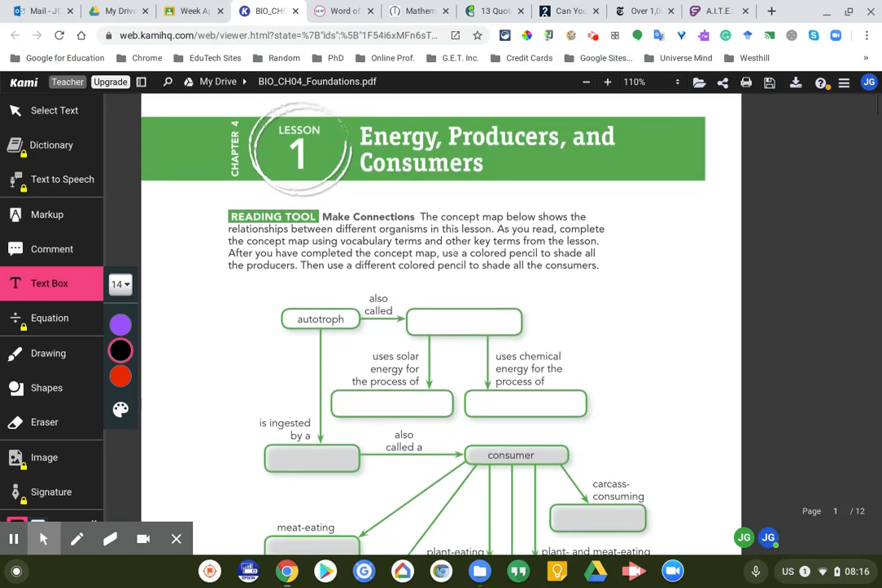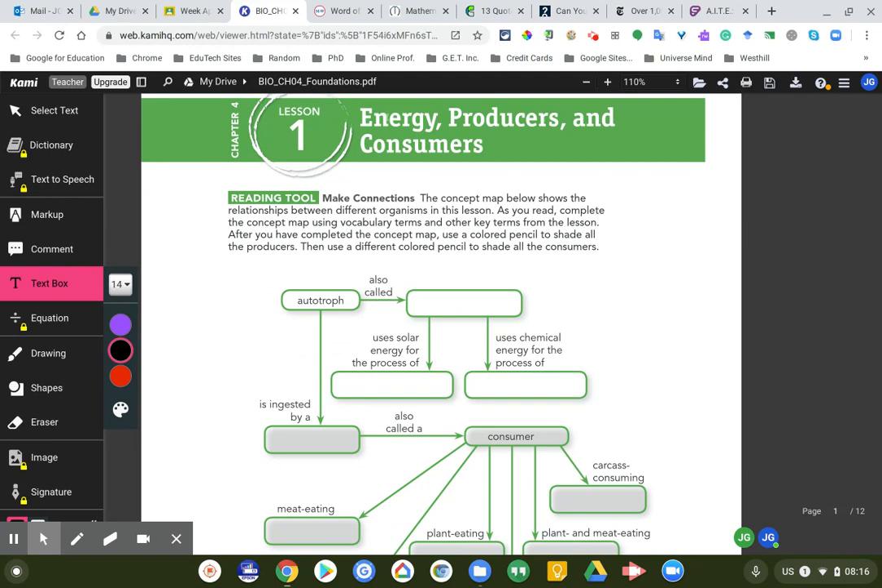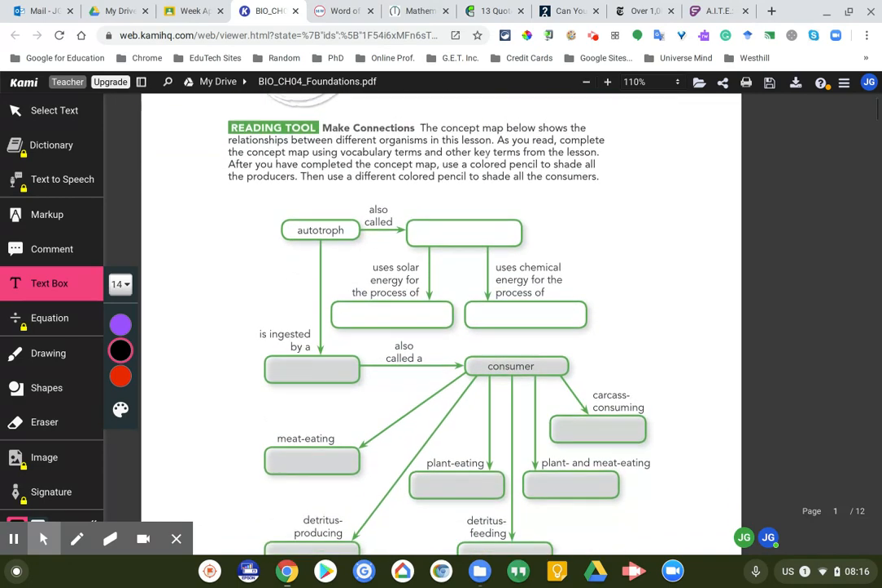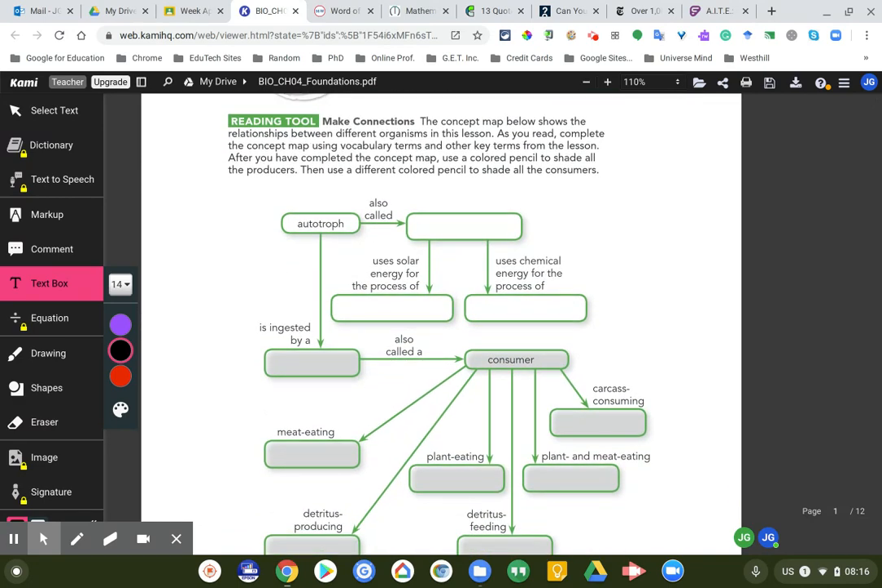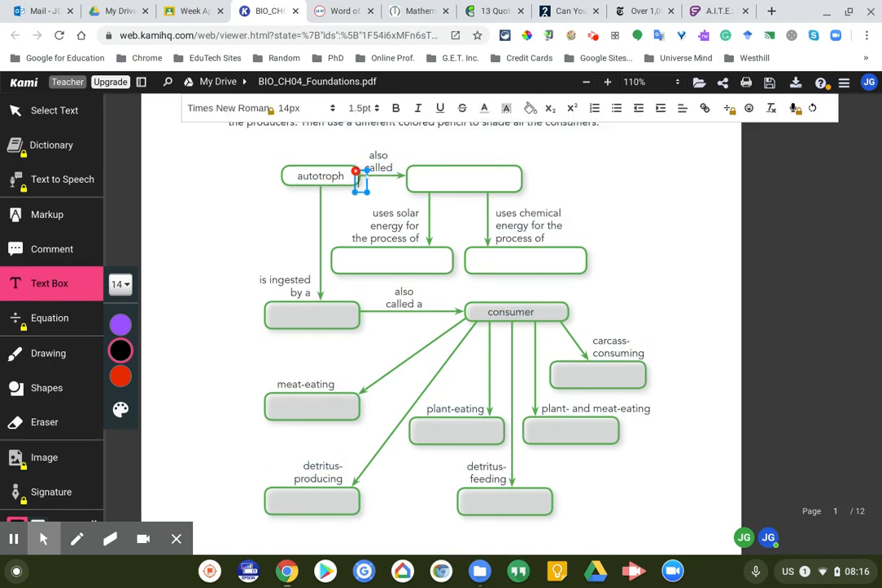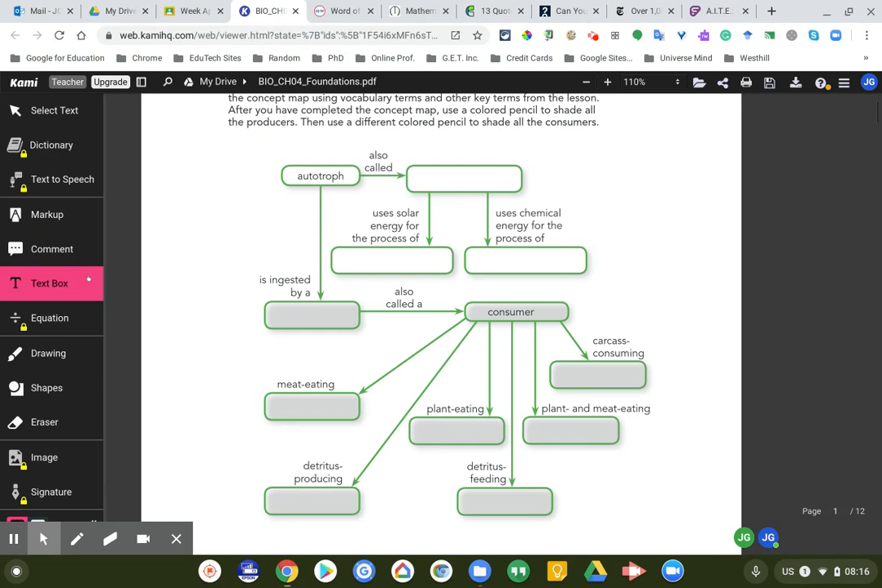All right. So this PDF, this is what it looks like. Chapter 4, Lesson 1, Energy producers and consumers. Okay. It's got a little concept map that shows the relationships between different organisms in the lesson. As you read, complete the concept map using vocabulary terms and any other terms in the lesson. So I'm taking a look at this, and it says autotroph. Oh, it wants me to write some text. So I'll put it in the text box. Oh, let me move the desk here. There we go.